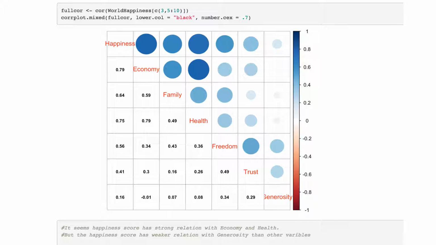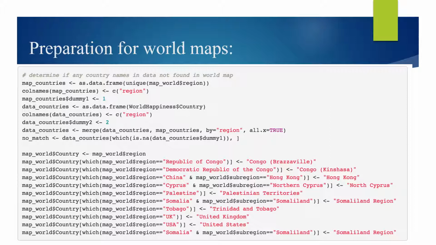From the output, we can see the economy and the health are strongly correlated to the happiness score, but the generosity has a weaker relation with the happiness score. Since for the first research question, I want to know how the happiness score differs by region, country, or year, I feel like world maps are the best way to show that.